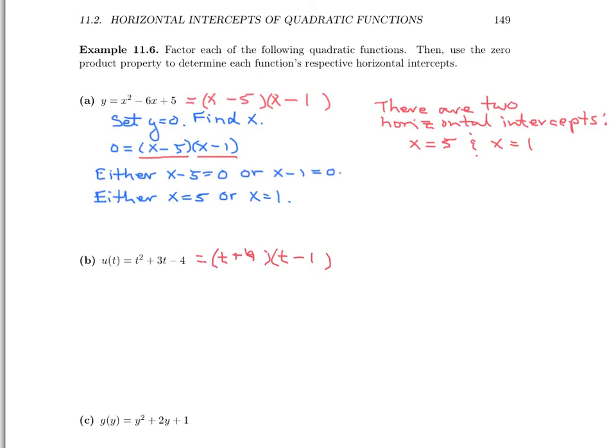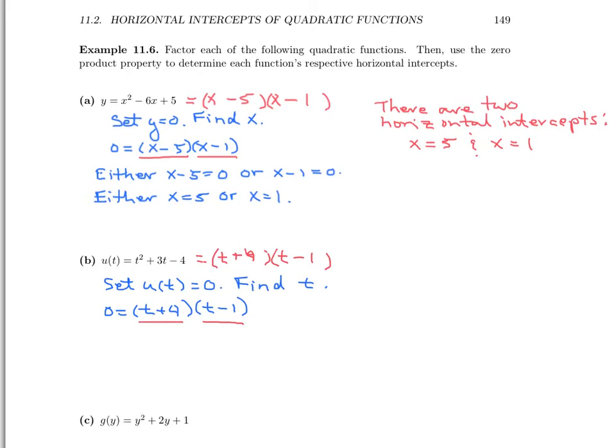Now let's find the horizontal intercept. Again, to find a horizontal intercept, we set our output to 0. So here we set u of t, that's our output, equal to 0, and we find, in this case, what t would have to equal. When we set our output to 0, we get 0 equaling t plus 4 times t minus 1. We apply the zero product property because we have a product of two things equaling 0.